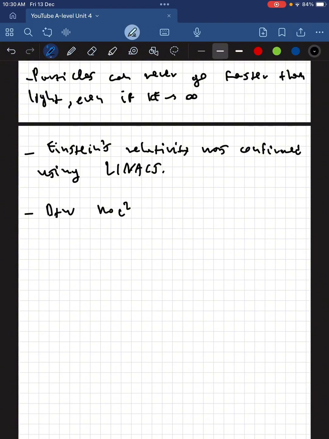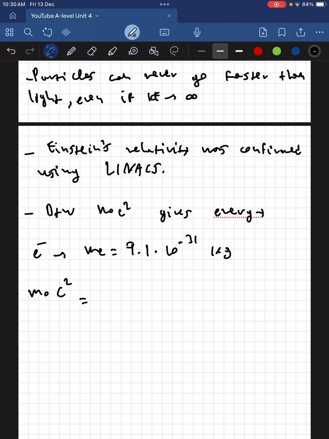Let's go verify that. By the way, m naught c squared gives energy, so that's why it's called rest energy, okay? So, for example, if we have an electron with mass of 9.1 times 10 to the negative 31 kilograms, let's calculate m naught c squared. By the way, notice that m naught c squared is like the kinetic energy, 1/2 mv squared: you multiply mass and speed squared, therefore it makes sense that this has units of energy, right?